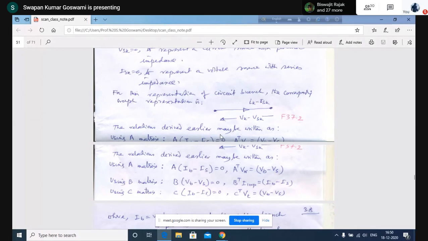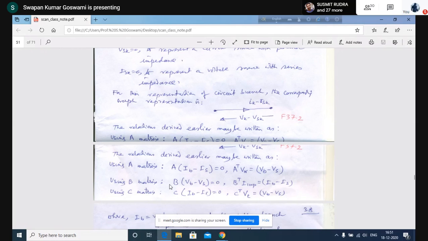How? See that previously, for writing the KCL, what we have written is A times IE equal to 0, A times the element current vector equal to 0. So here in our case, what is IE? The element current will be represented in this way. It will be the current through the branch minus the source current. It is I1 minus IS1, I2 minus IS2, I3 minus IS3. If 1, 2, 3 are the element numbers, IS represents the current source.